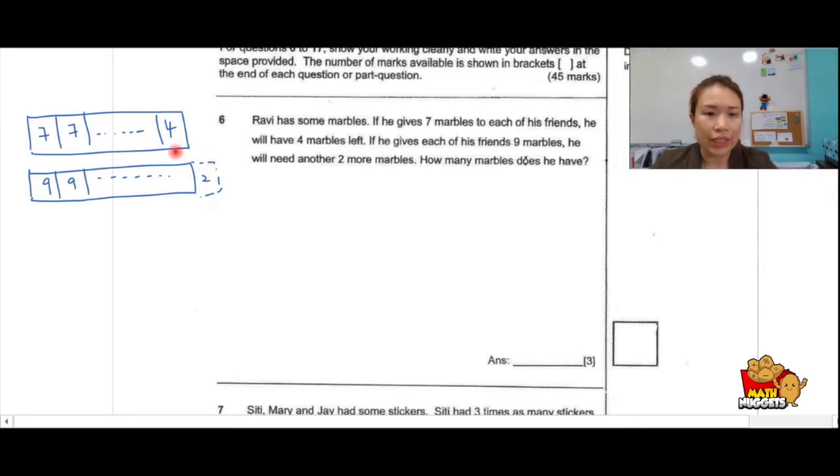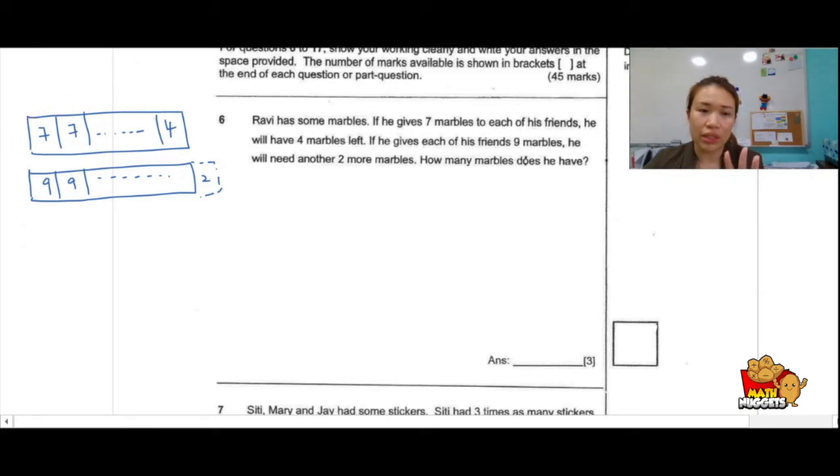So how many marbles does he have? Now in the first scenario, if he decides to give each of them 7 marbles, he would have 4 marbles left. Now imagine that he changed his mind. He decided to give each of his friends 2 more marbles each. Means he will need to use the 4 that he has left, right? Okay, he will use the 4 that he had left.